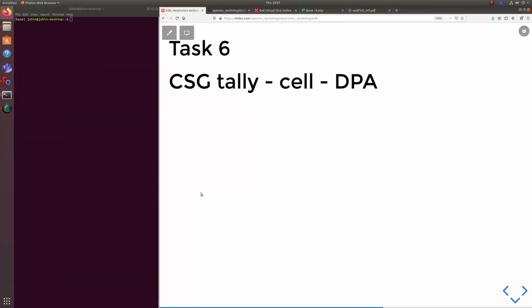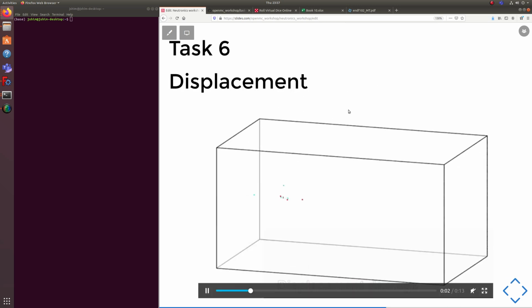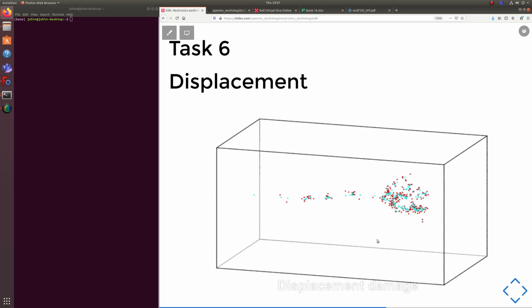Okay, task 6 is another CSG tally, and this is DPA, or displacements per atom. So here's a displacement, or a few displacements of atoms caused by a primary atom, which zooms in at high speed. What this video doesn't show you is the recombination that can happen.